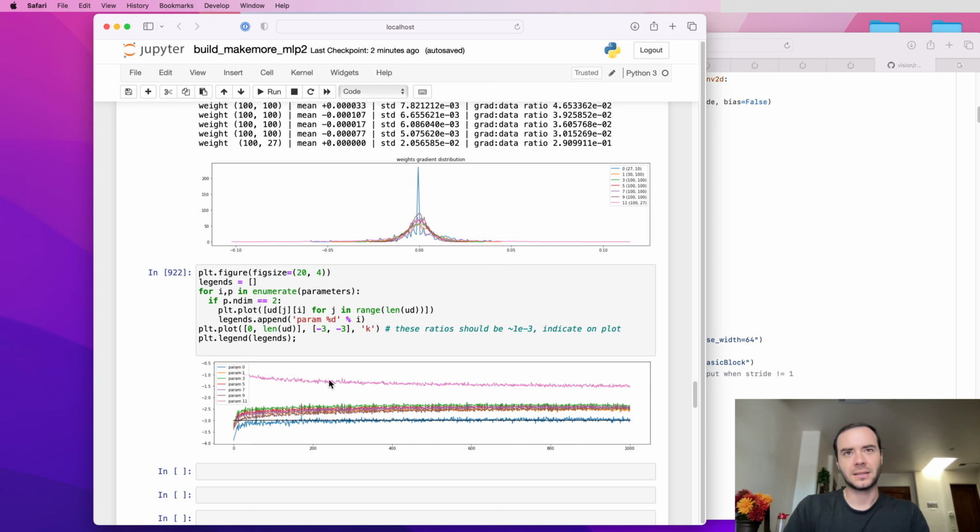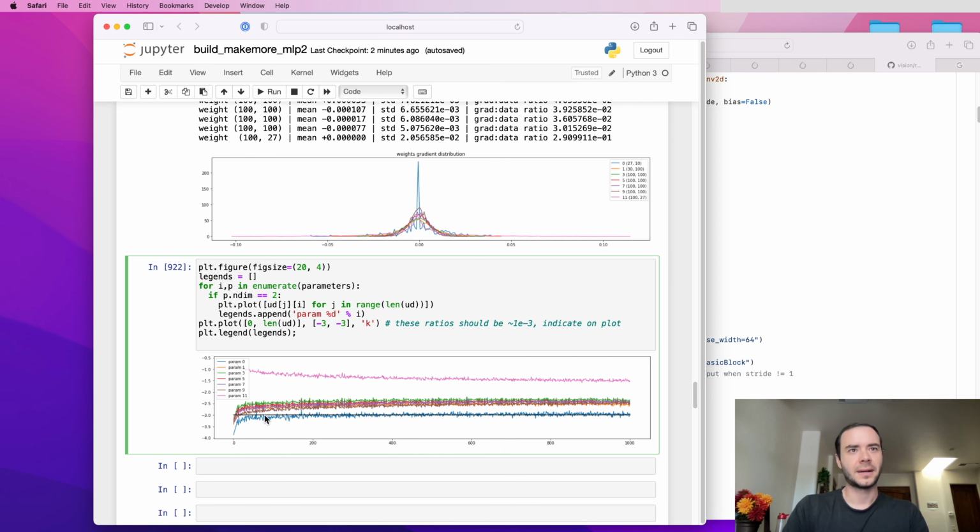But basically, I like to look at the evolution of this update ratio for all my parameters usually, and I like to make sure that it's not too much above 1e-3, roughly. So around -3 on this log plot. If it's below -3, usually that means that the parameters are not training fast enough.